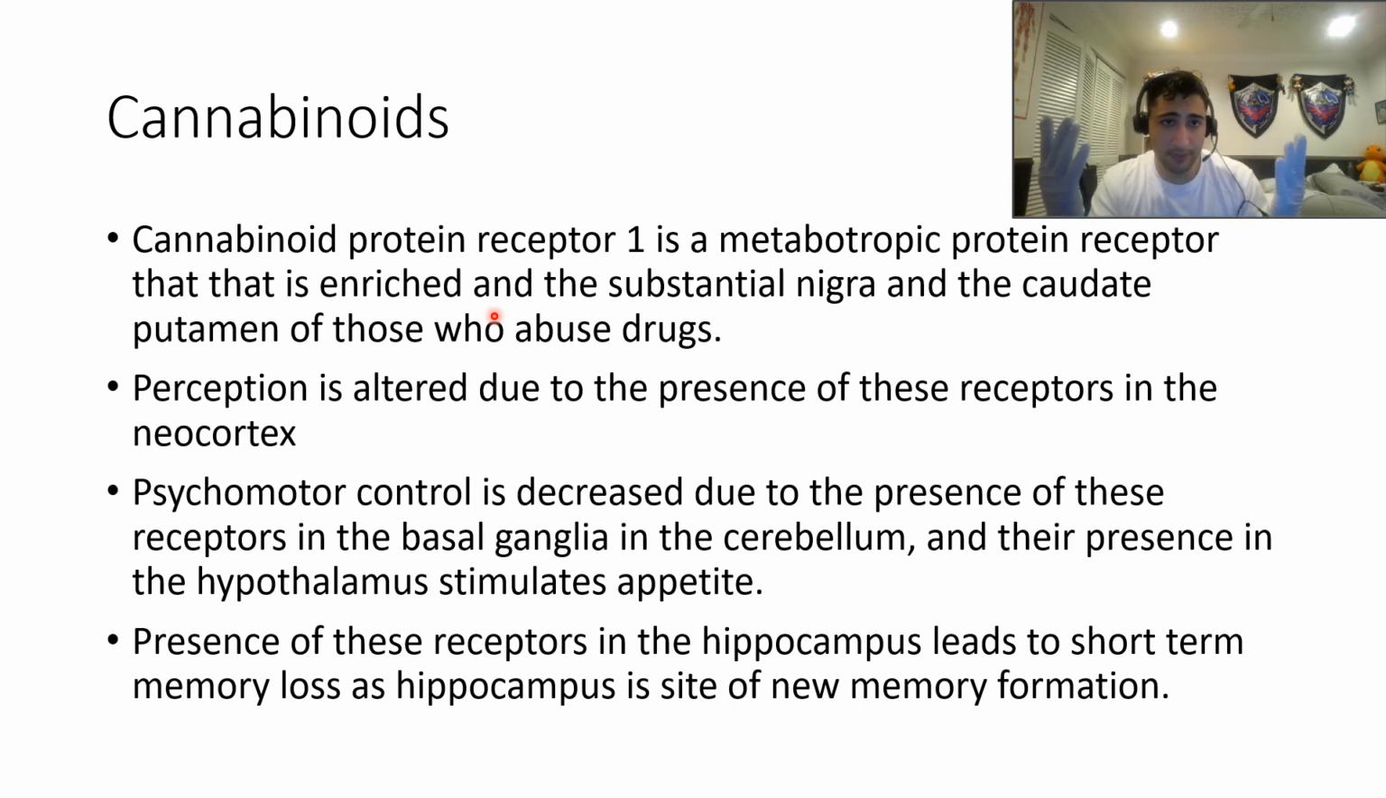Perception is altered. So the way you see the world is changed because these receptors are present in the neocortex. Psychomotor control is decreased because of the basal ganglia, which coordinate your movement, and the cerebellum, which fine-tunes movement. Basal ganglia are like a motor command station that make the general movements, and the cerebellum sort of fine-tunes the movements. That's why marijuana decreases your reflexes and your psychomotor abilities. So anyone who says I can drive better when I'm high is full of shit.